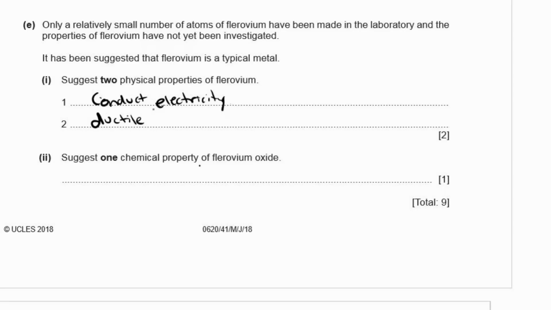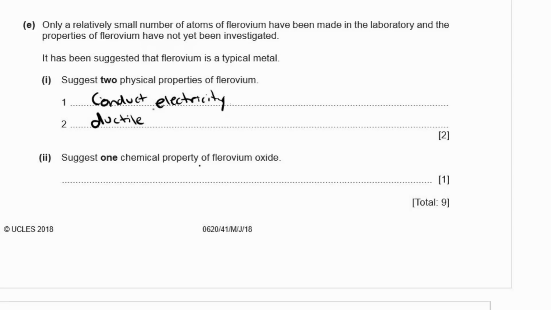Other things you could put, there are so many typical metallic physical properties. You could say they have a high melting or boiling point. You could say they're hard. You could say they're dense. You could say they conduct heat or thermal energy, that they're malleable, so you can bash them into different shapes. They're sonorous, they can make sounds when you bang them. They're lustrous, or shiny. Any of those would work, but you only want 2 because the question only asks for 2.